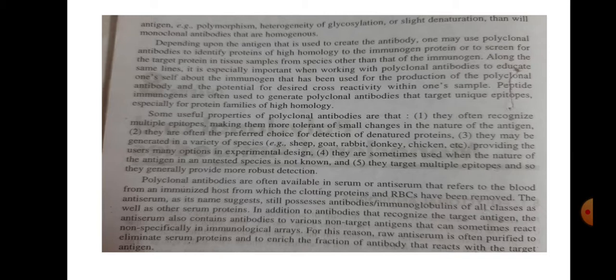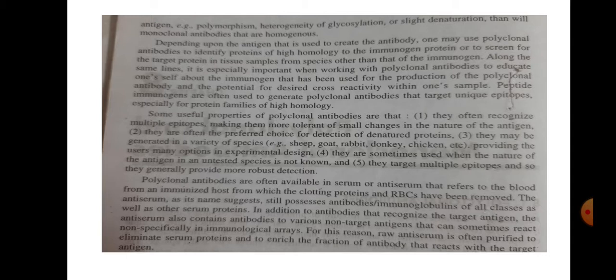The next important property of polyclonal antibodies is they are sometimes used when the nature of the antigen in an untested species is not known. They target multiple epitopes, so they generally provide more robust detection. So it is very useful for detection of antigens of unknown species by using these polyclonal antibodies.